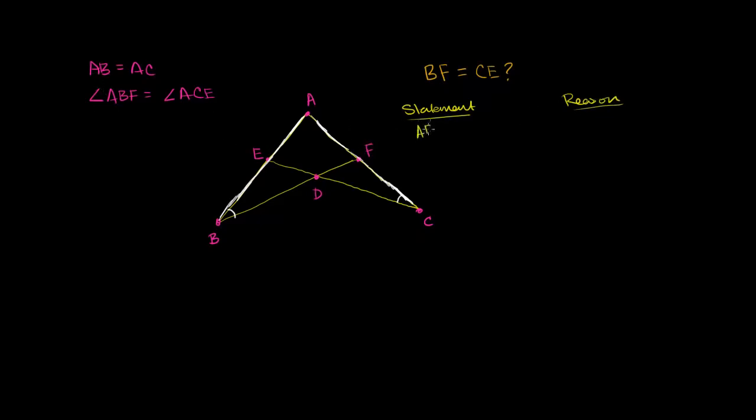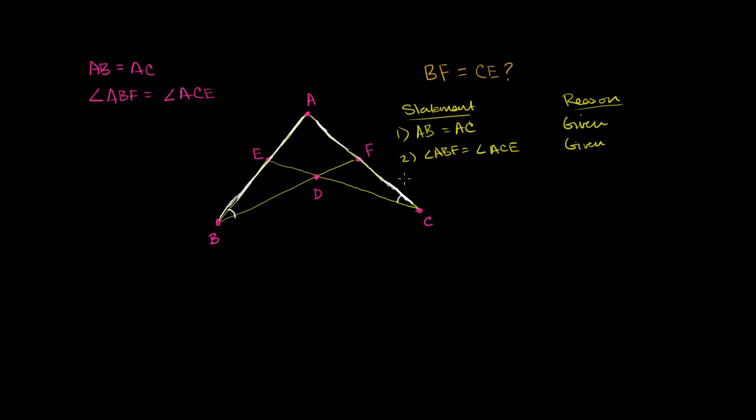So we know AB is equal to AC. So this is statement 1, and this is given. We know, statement 2, that angle ABF is equal to angle ACE. Once again, that was given. Now, the other interesting thing: we have an angle and we have a side on each of these triangles. And both of the triangles, triangle ABF and triangle ACE, share this vertex at A. Point A is a vertex for both of these.